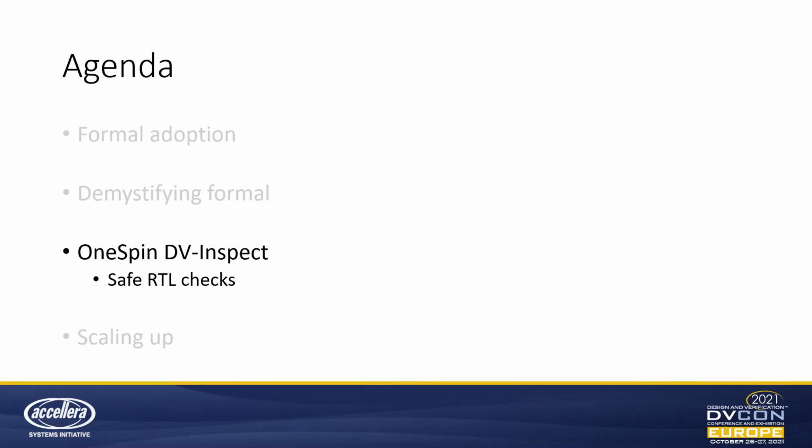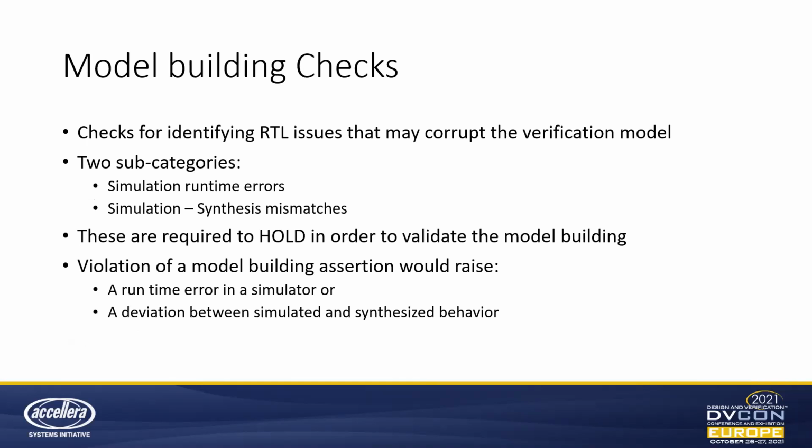And this brings me to the next section, which talks about the safe RTL checks. These are the assertions synthesized from RTL. These types of checks are classified under the model building category. These checks are identifying RTL issues that may corrupt the verification model. There are two subcategories, as I already said: simulation runtime error and simulation synthesis mismatches.